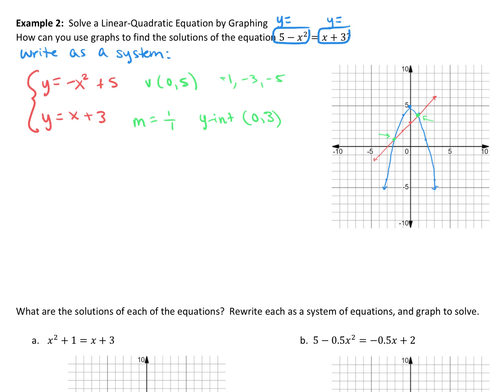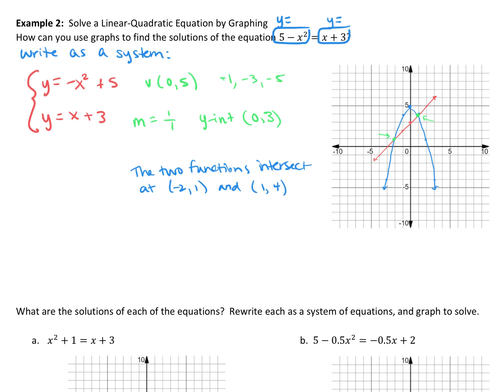So the two functions intersect at those two ordered pairs. One of them is negative 2, 1, and the other one is 1, 4. So those are two ordered pairs where the two functions intersect.